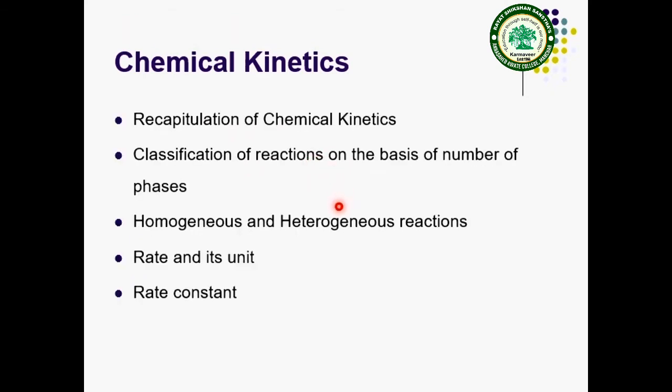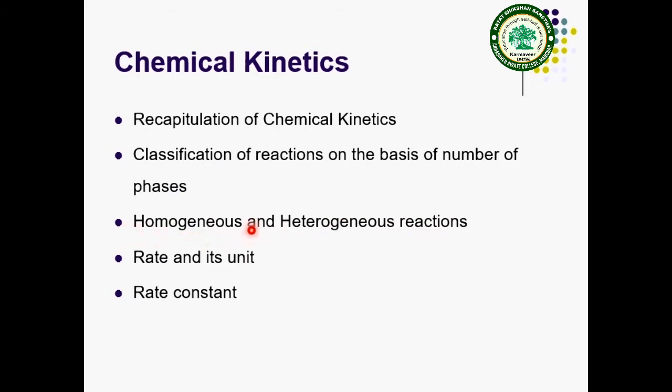In this recapitulation we consider that the classification of reactions will be carried out in different ways, and one of the ways is on the basis of number of phases. So these phases, there are 3 different phases or states of matter. Solid state, we consider it as solid phase. Liquid state means liquid phase, and gaseous state means gaseous phase. So on this concept there are 2 types of reactions: homogeneous reaction and heterogeneous reaction.